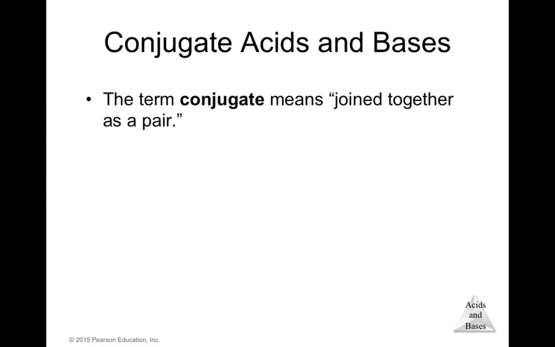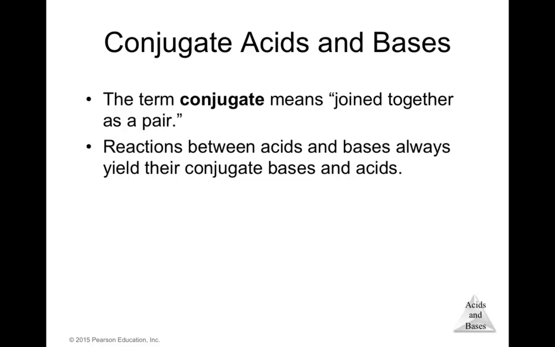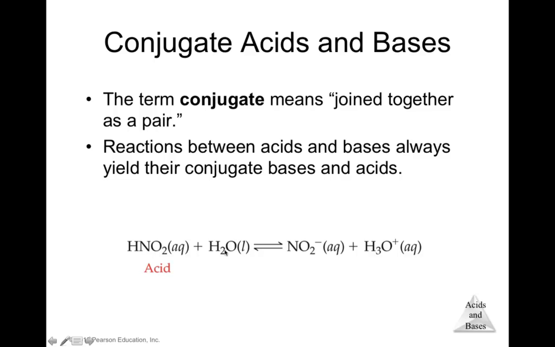So let's see the following slide about conjugate acids and bases. The term conjugate means joined together as a pair. Reactions between acids and bases always yield their conjugate bases and acids. So here we have HNO2 plus water producing NO2- plus H3O+. So this anion comes from HNO2, because to produce this one, HNO2 must release that hydrogen. So that's why HNO2 is an acid. And because this is an acid, this must be a base.